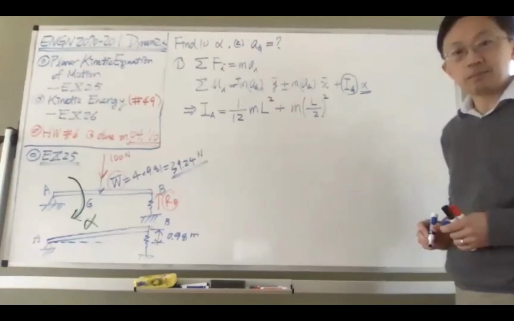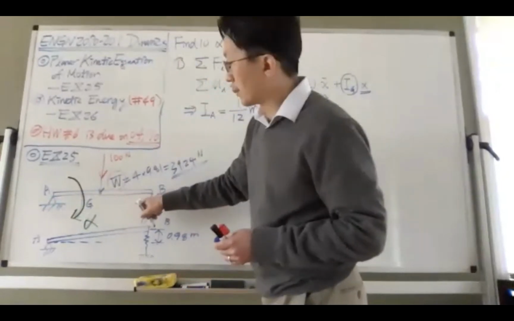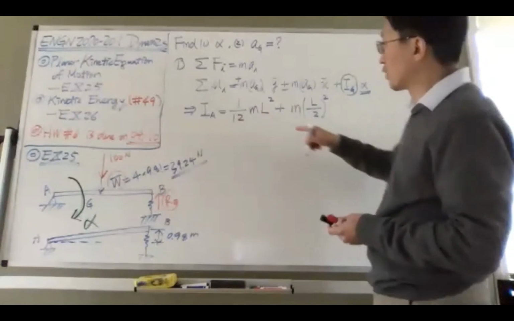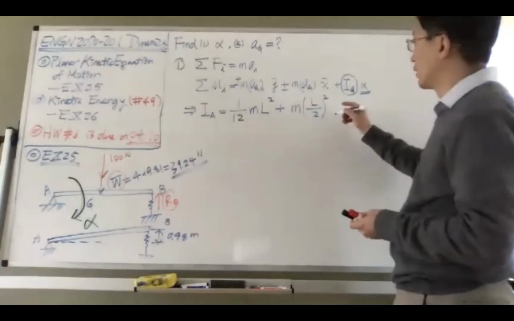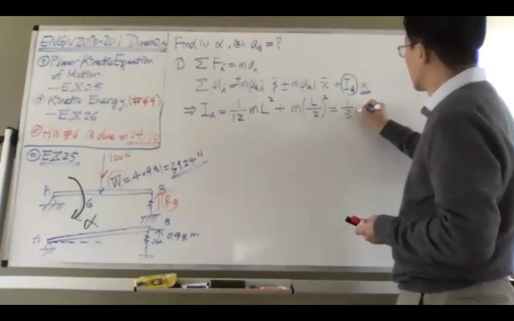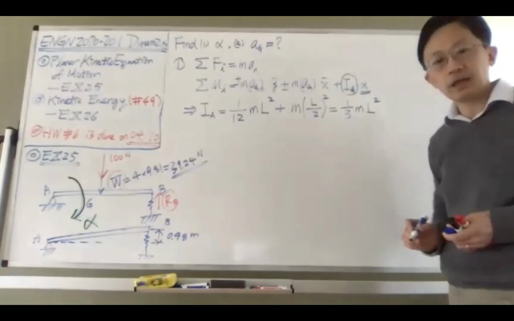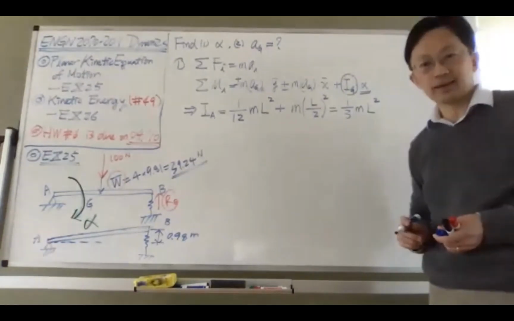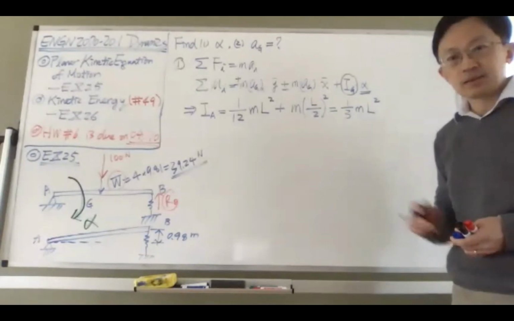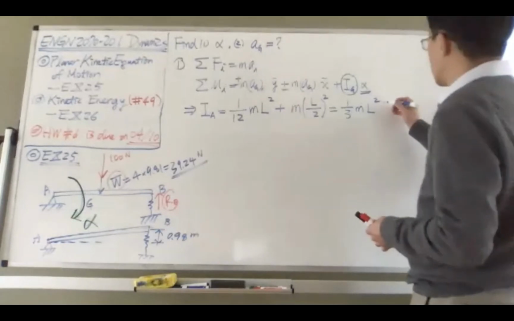This is the mass moment of inertia of this simply supported beam, and you can also treat the beam like a bar. So it's 1/12 ML squared plus 1/4 ML squared, which gives you 1/3 of M times L squared. This is the first example we did, a mass moment of inertia, and we can actually calculate this value.